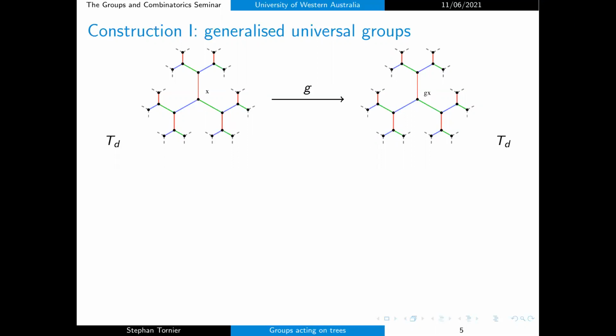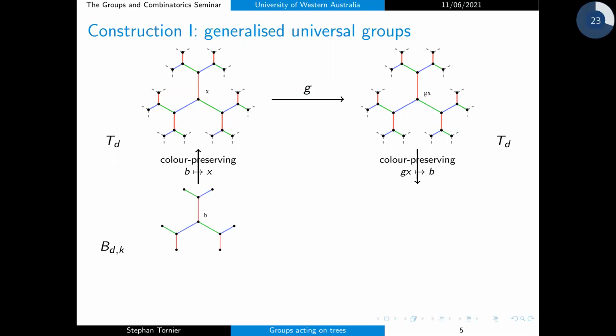So to do that formally, I define another tree in the bottom left-hand corner, a finite one, which happens to be isomorphic to a ball of radius k in the big tree. Okay, I call that B_{d,k}, and let's call its center b. So then there is a unique color-preserving homomorphism of graphs, which sends b to x. So literally it just takes that tree, drags it upstairs and matches up all the colors.